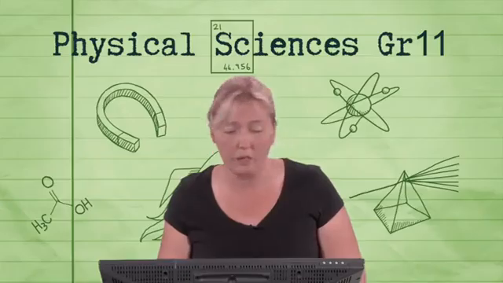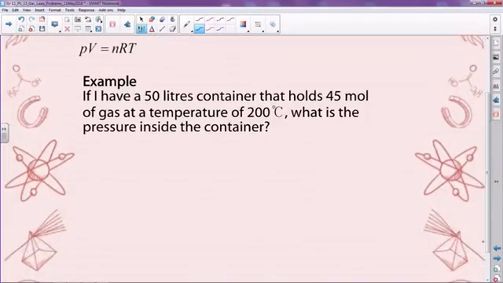Okay, so next one, ideal gas. And this one is the interesting one. PV equals nRT. Now I can change my number of moles. So my example is if I have 50 liters, oh, and remember, this is all SI units. So if I have 50 liters that holds 45 moles of gas at a temperature of 200 degrees Celsius, what is the pressure inside the container?